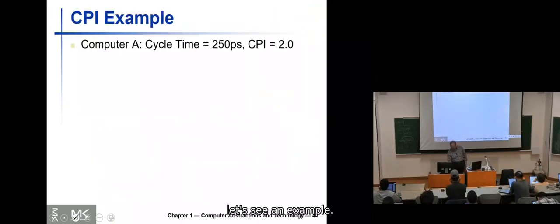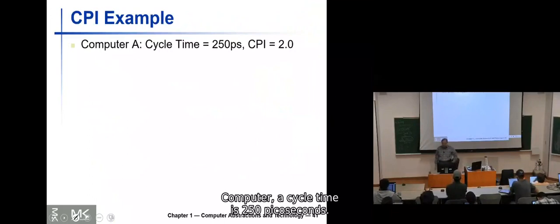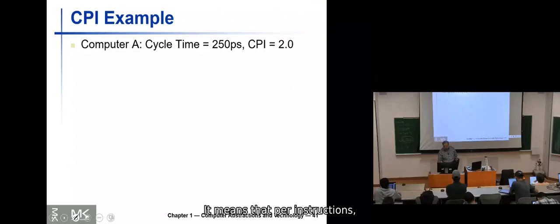Let's see an example. Computer A cycle time is 250 picoseconds. That's the one that we had, 4 gigahertz clock rate. And the average CPI is 2. It means that for each instruction, we have 2 clock cycles to be executed. We have a CPI of 2.